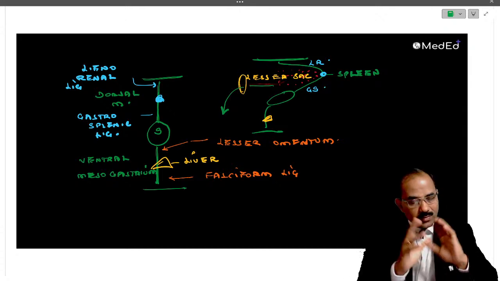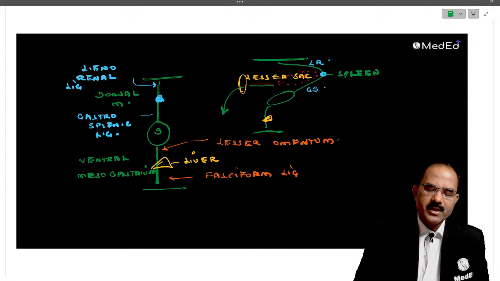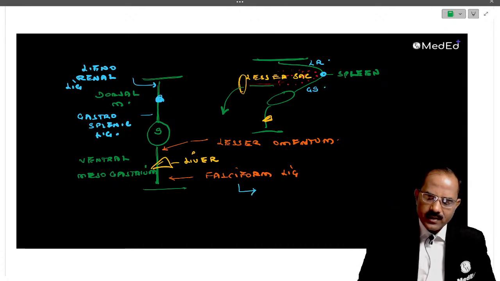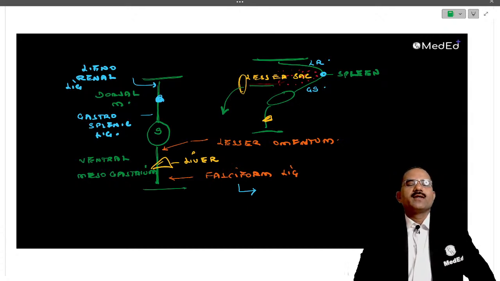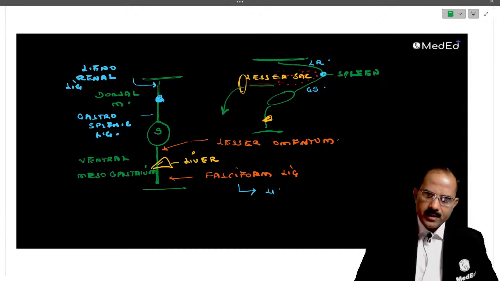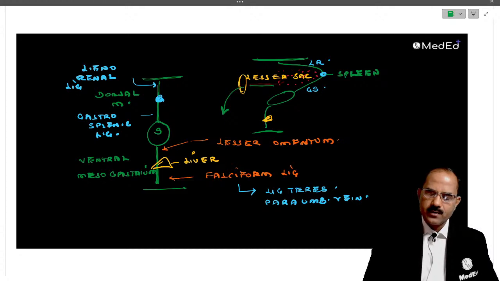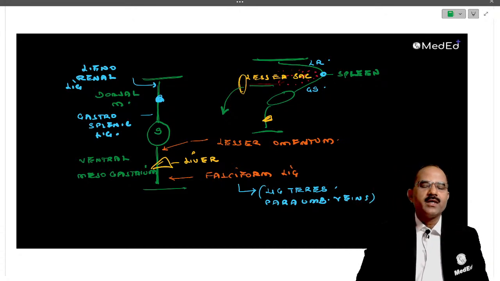Now, there's one more MCQ which can be asked. Look, what is the content of falciform ligament? Something different. Can anyone answer this? Another very important MCQ. What is the content of falciform ligament? It's the ligamentum teres and the paraumbilical veins. Contents of falciform ligament are ligamentum teres and the paraumbilical vein.